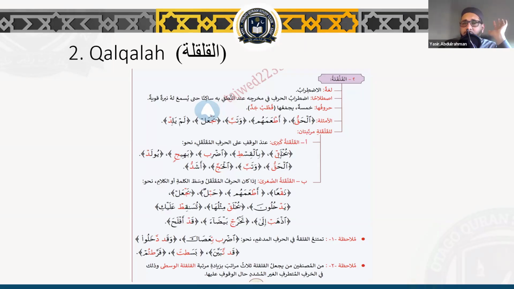But that again, that's not the opinion that we have from our scholars and from Al-Jazari, because that shadda is actually two letters, right? So you're not making qalqala on both letters, you're just making qalqala on the second letter.